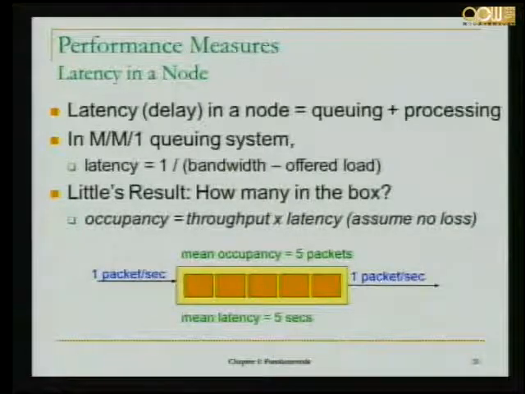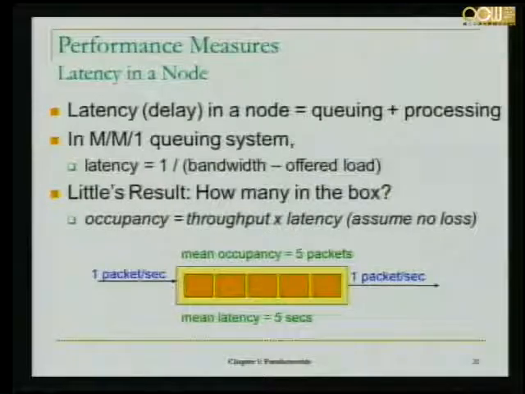Okay, and there's another theory by Little. Little is the last name of the mathematician, and his theory is this. He said that if you have a system with throughput of, say in this example, 1 packet per second, and the latency is, in this example, 5 seconds on the average. So these are the average throughput and latency. Then the mean occupancy in the system will be 5 packets on the average, assuming no packet loss in the system.